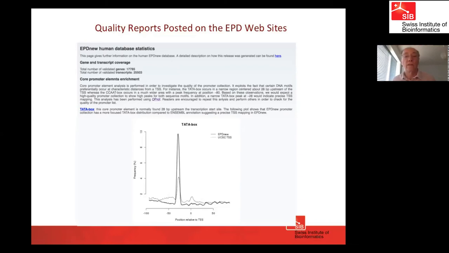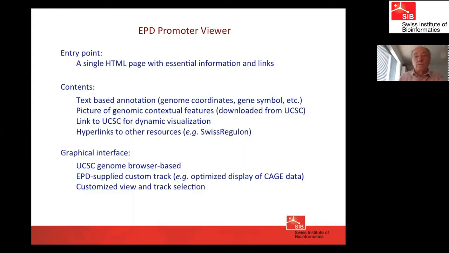So you see a very sharp peak indicating that the mapping is precise. But as said before, the number of promoters which contain a TATA box is not extremely high. Actually, this is for an older release. It has increased a little bit. Now, note that this is a screenshot from the EPD website. The EPD website posts this type of quality report for each data collection.